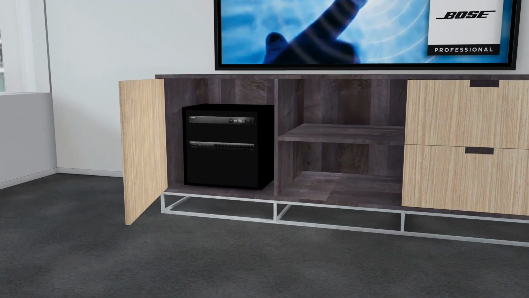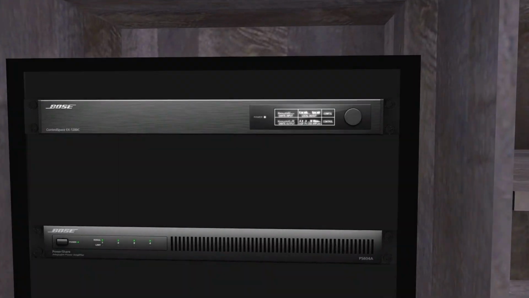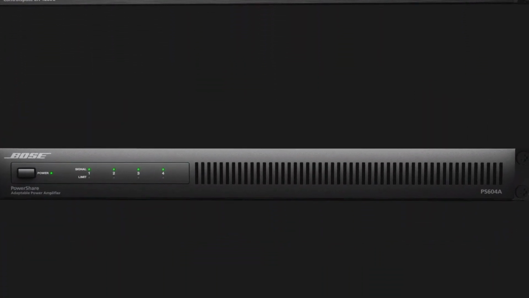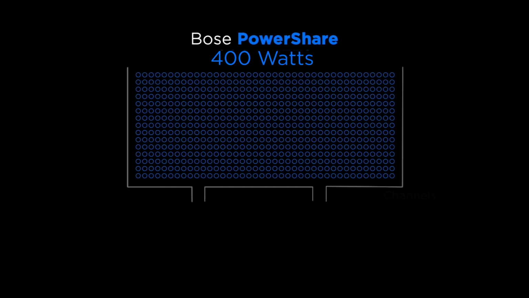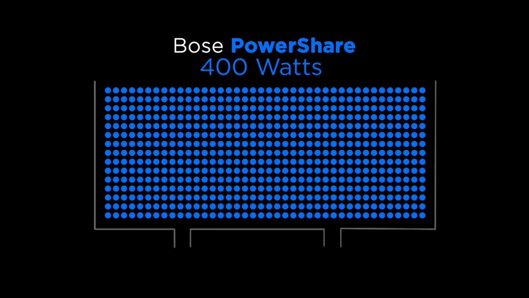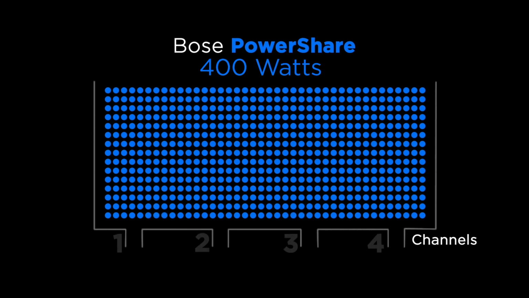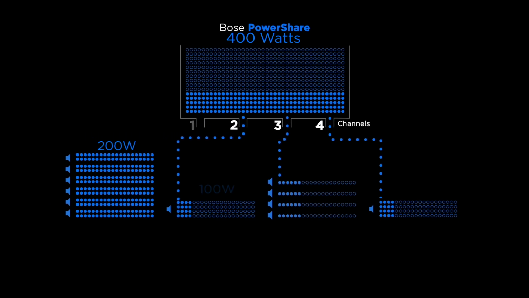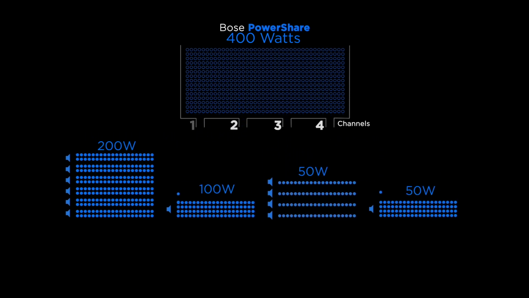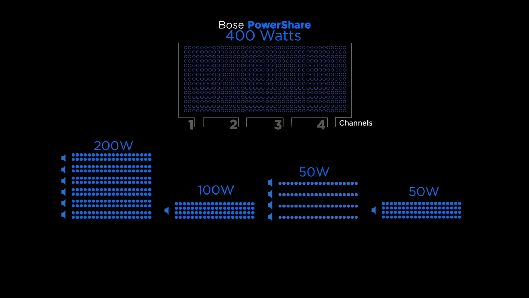The PowerShare PS404A is a 4-channel amplifier with 400 watts available. It incorporates a patented amplification technology that allows the total 400 watts of power to be shared asymmetrically across all outputs, as each output is capable of delivering full power. Instead of selecting amplifier power based on the needs of the largest zone, installers have the freedom to use total amplifier power in the application.